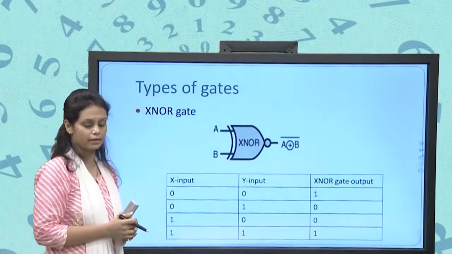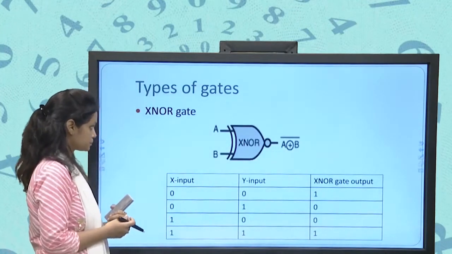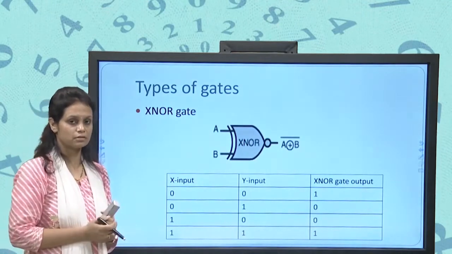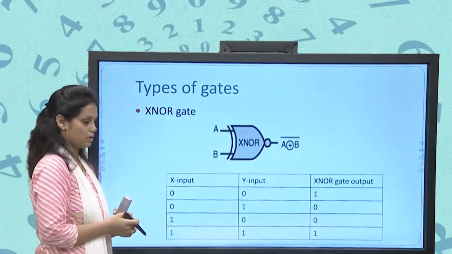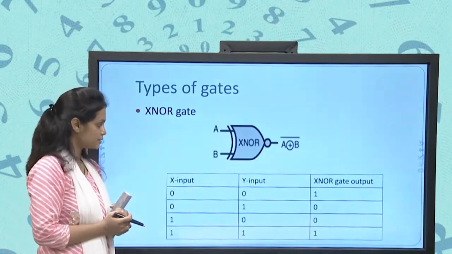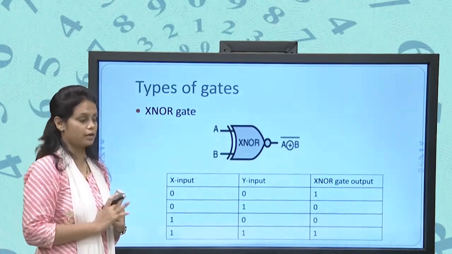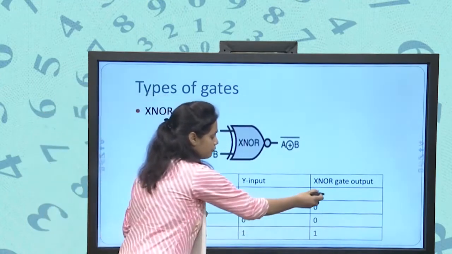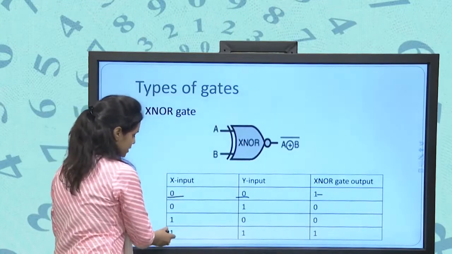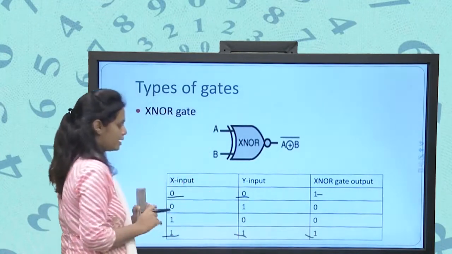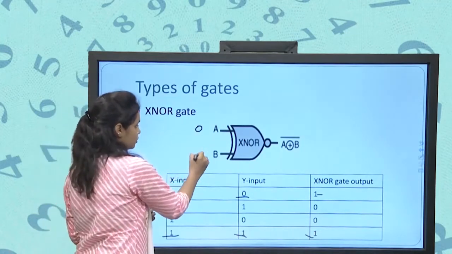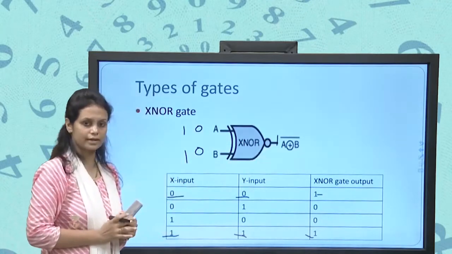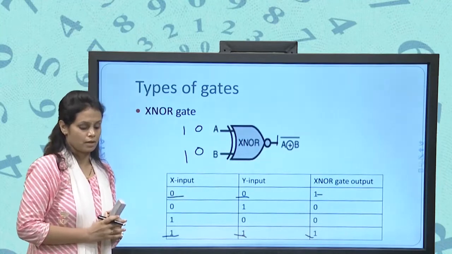This is the XNOR gate. Now what is the XNOR gate? We can say it has the reverse operation to the XOR gate. What is in the XOR gate? If both the inputs are same, we keep 0 in the XOR gate. In the XNOR gate, if both inputs are same, we will keep 1, else we'll keep 0. So if both are 0 we'll keep 1, if both are 1 then we'll keep 1, in all other cases we will keep 0.